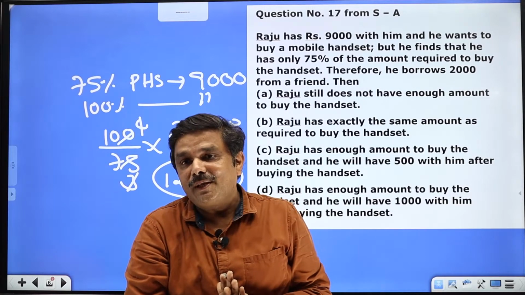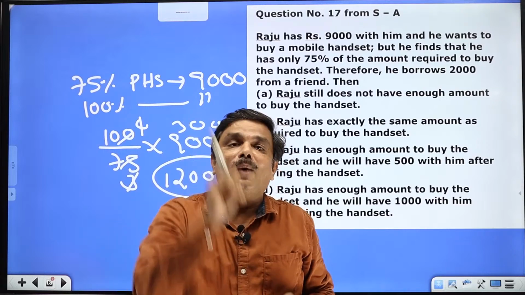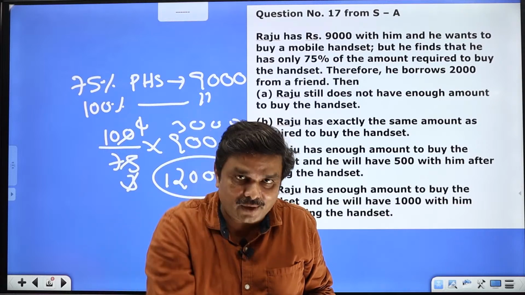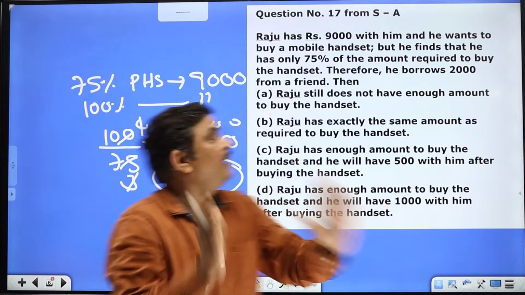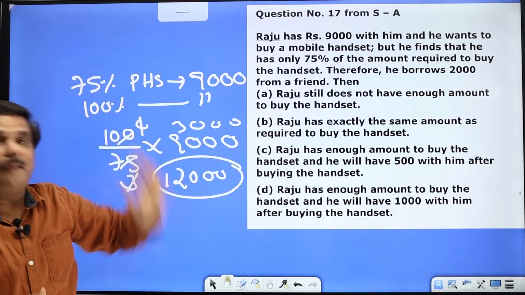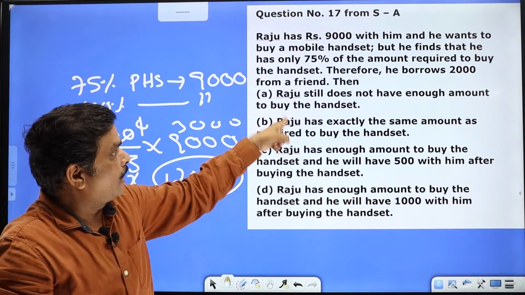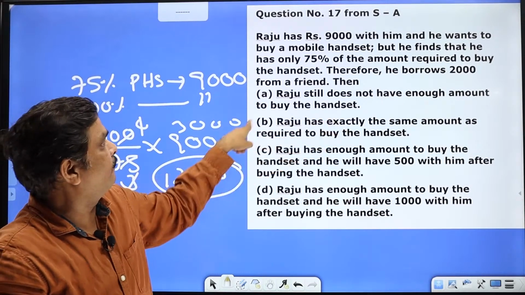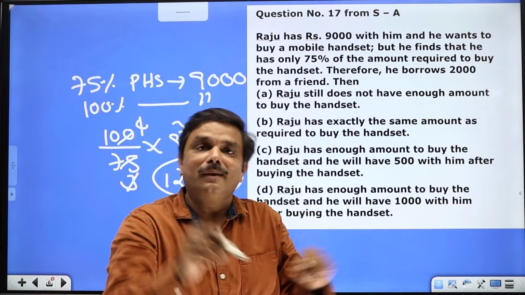What is the conclusion here? Even after borrowing that also, he is short of 1,000 rupees for buying the particular handset. This is the conclusion. Where your conclusion is matching, go for these 4 options, among which the first one is Raju still does not have enough amount to buy the handset. Absolutely correct. Absolutely right. Keep it aside.